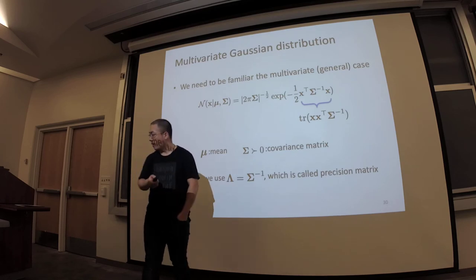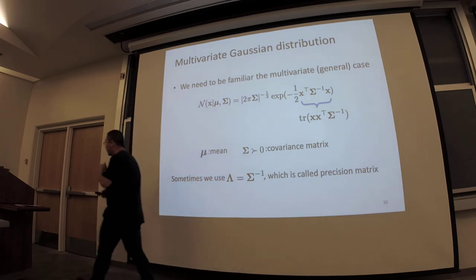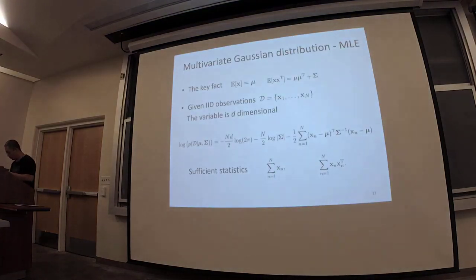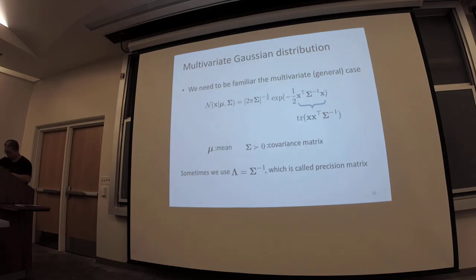there's something wrong here. I think I should correct you. Oh, I'm sorry, I didn't write down the term. In general, this is not like this. This is x minus mu transpose sigma inverse x minus mu, right?